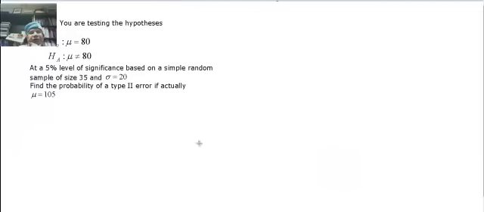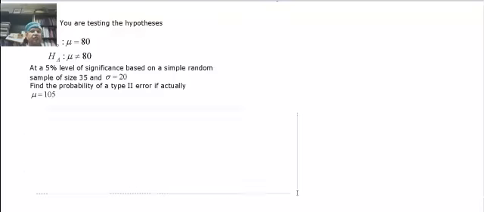Now, this one is a pure and simple arithmetic question. We are testing the hypothesis that the population mean is 80 versus the population mean is not 80 at 5% level of significance, based on a simple random sample of size 35 and sigma equals 20. And we have to compute the probability of a type 2 error if actually mu is 105. Everybody clear?